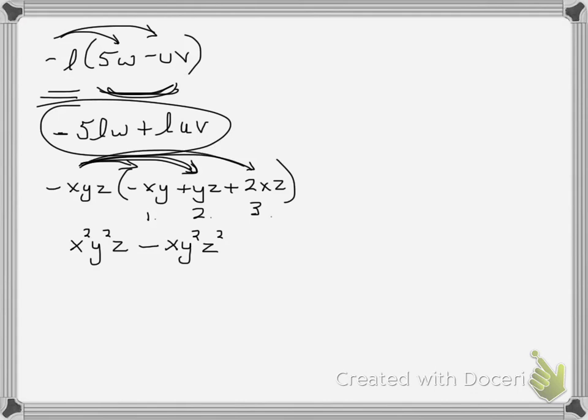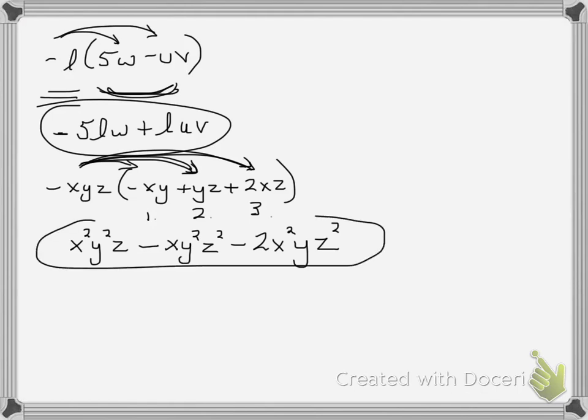For my third term, again, I'm going to multiply that way. Negative times positive is negative. Take your constant first. X times x is x squared. I only have one y, and I have 2 z's, z squared right there. And that's the way you do it, just slow and deliberate.